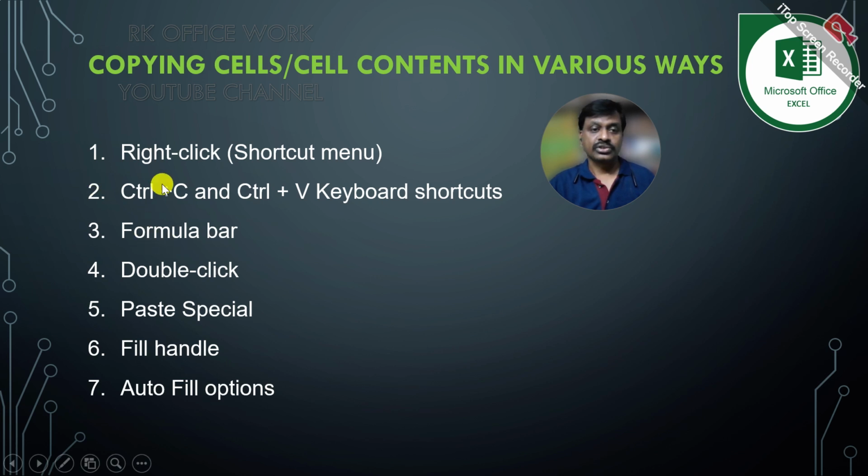Alright, so first thing is what? Right click. So let us copy the content using the right click. Whenever we press the right mouse button, the menu that displays is what? The shortcut menu or context menu. Shortcut menu is the easiest way of pronouncing it, right?